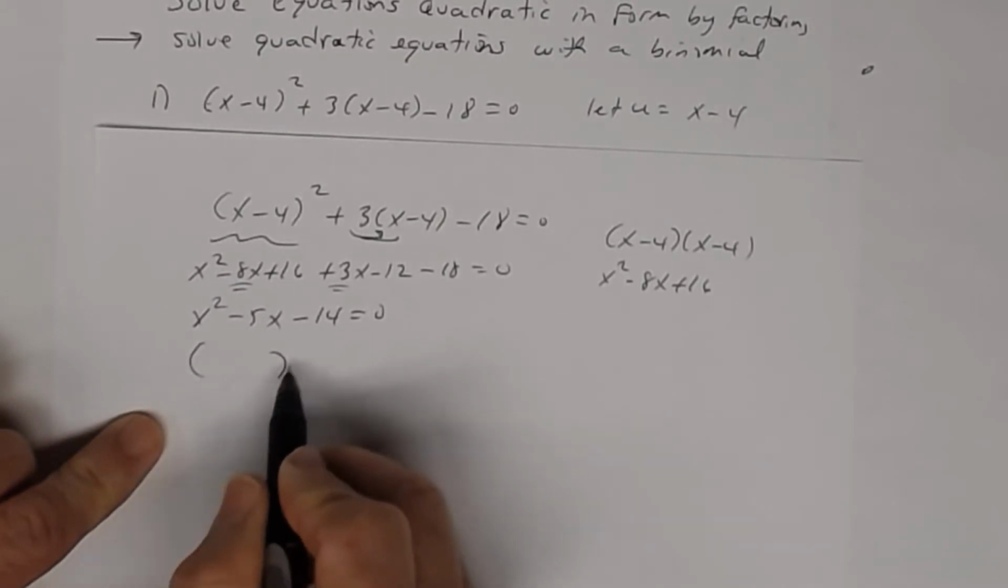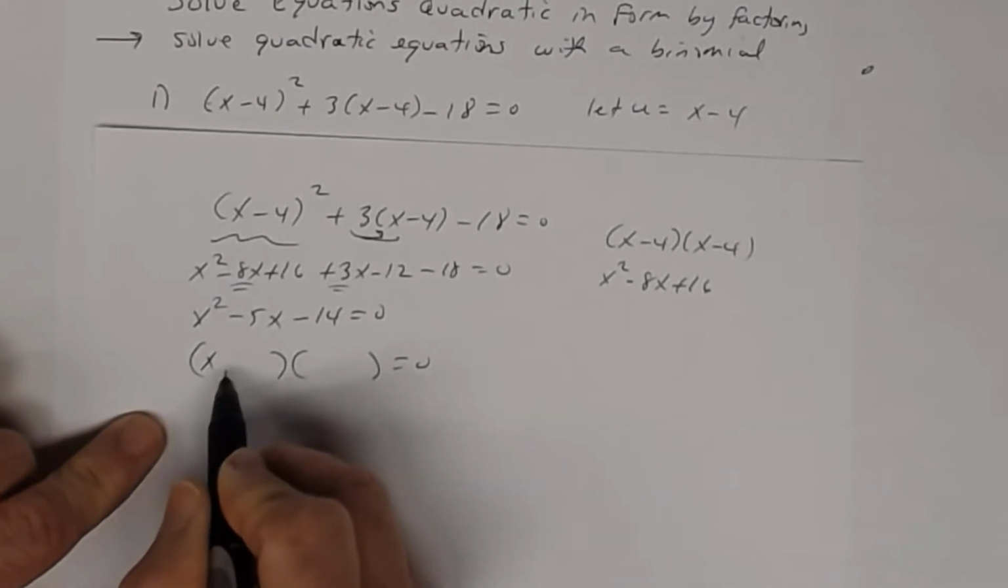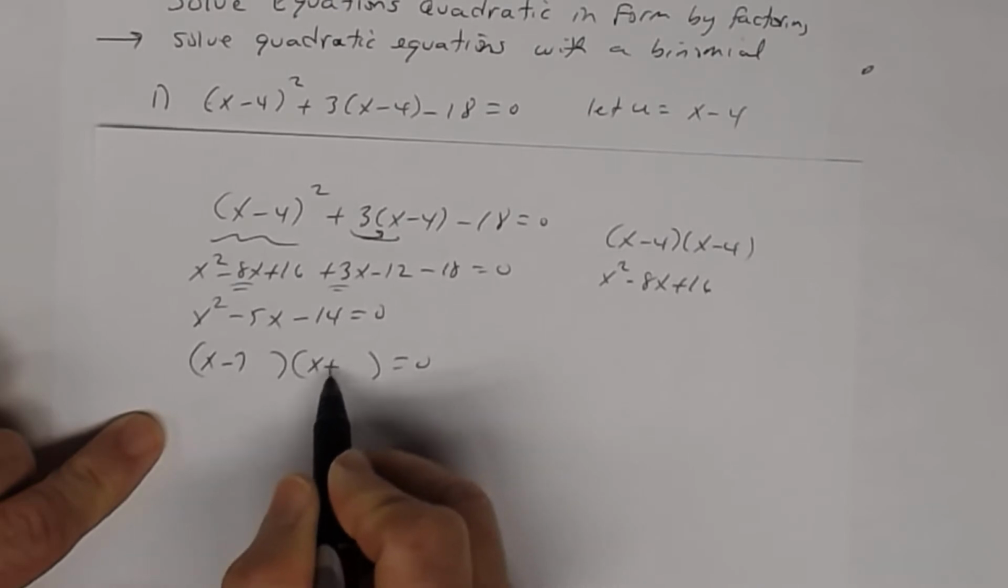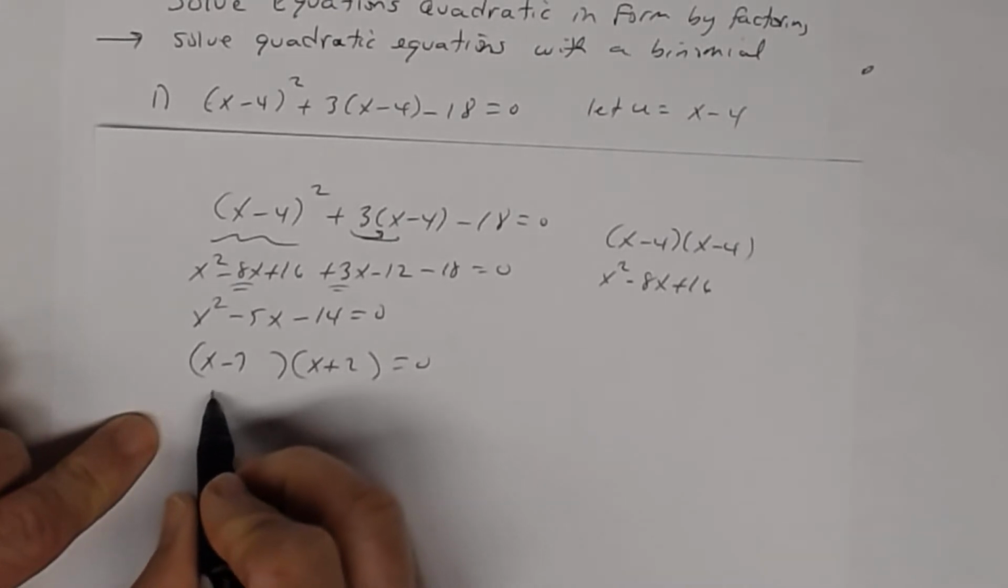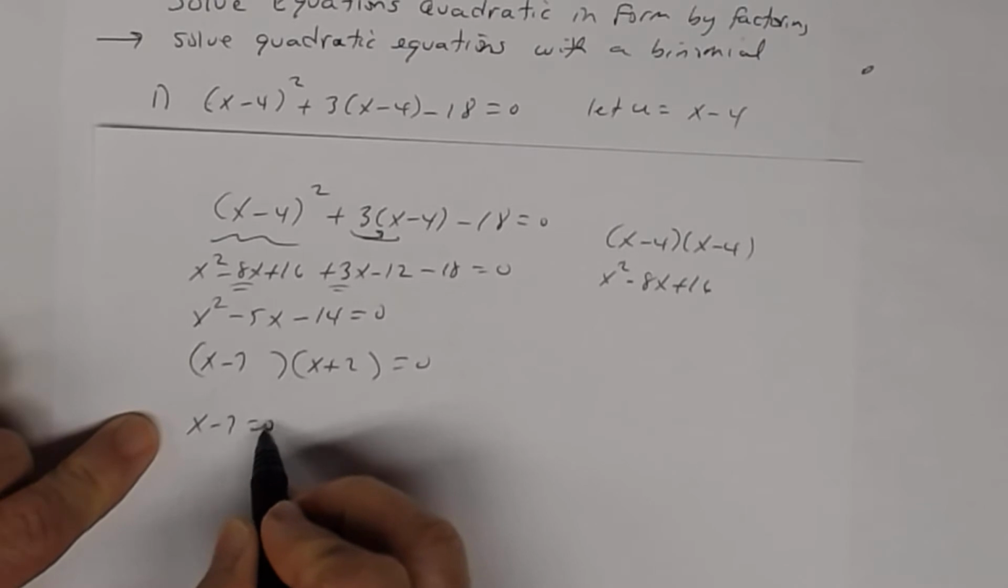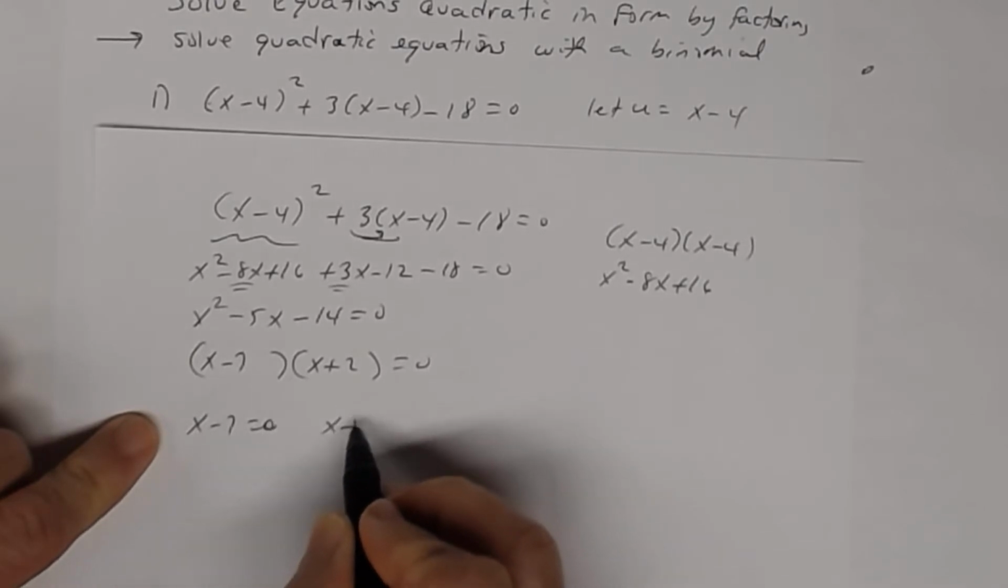And then you factor and you get x minus 7 times x plus 2 equals 0. Then set each factor equal to 0.